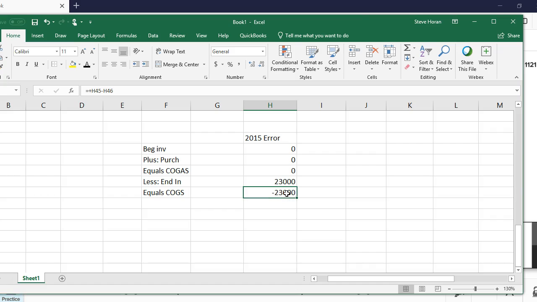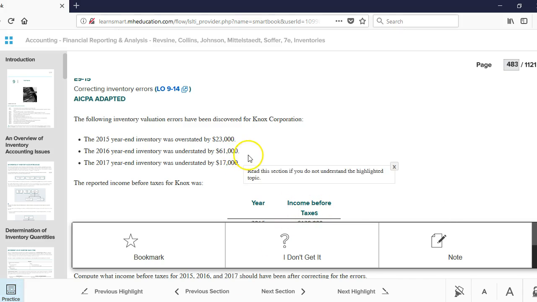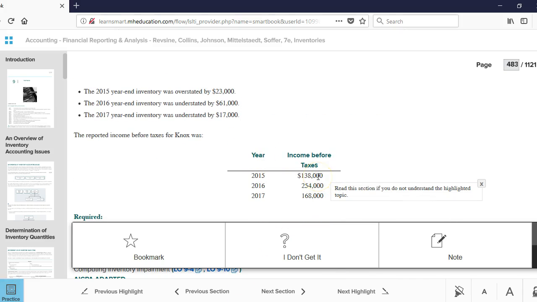So think about that. If ending inventory is too high by 23, cost of goods sold is too low by 23, because I really did sell those goods. That 23,000 that was overstated was really sold, and so my cost of goods sold is too low, and I need to increase it. It'll go higher, meaning that the income they gave us of 138 was too high. So I take 138 minus 23, and I get 115. That's the process you have to go through to figure that out.